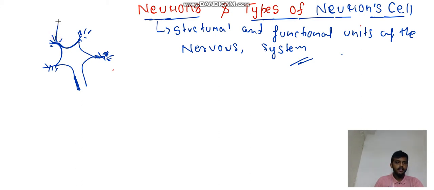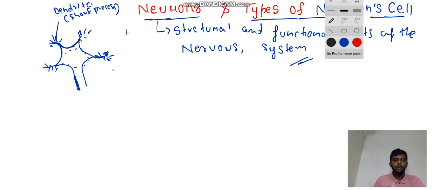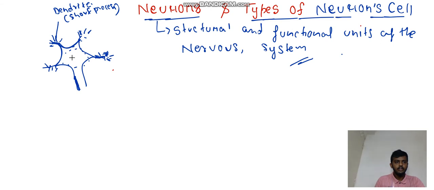Here is the dendrite. Dendrite is also known as the short process. Okay. This part is known as the cell body of the neuron. Inside the cell body we are going to see which organelles live. So first is the nucleus.